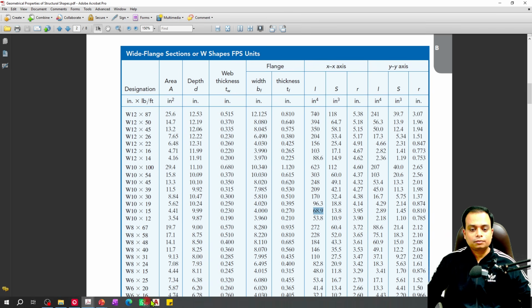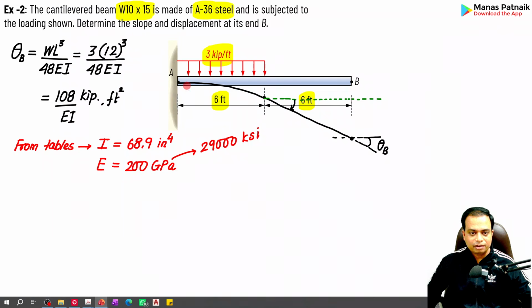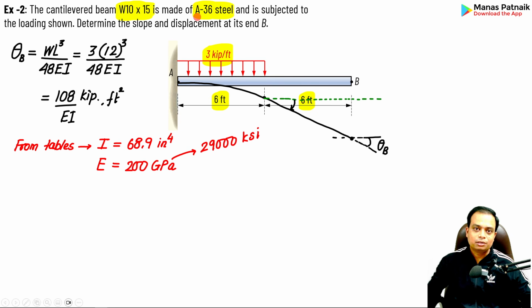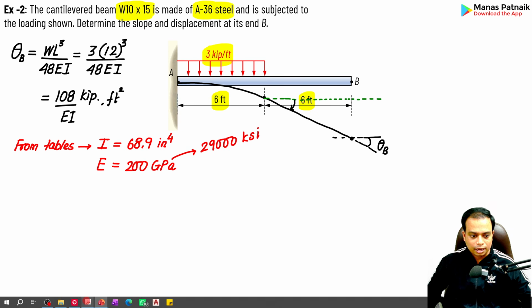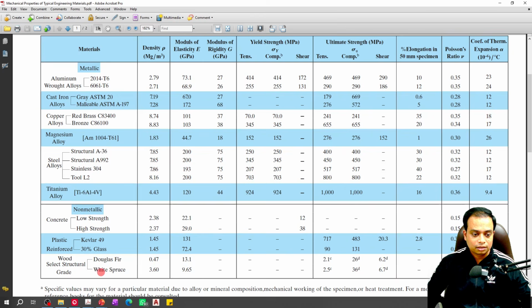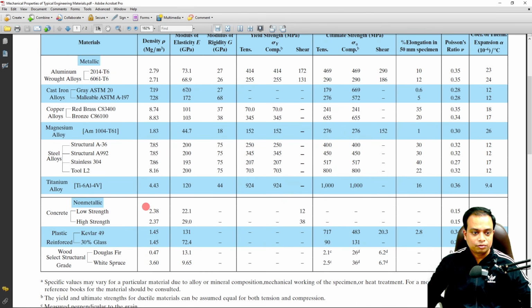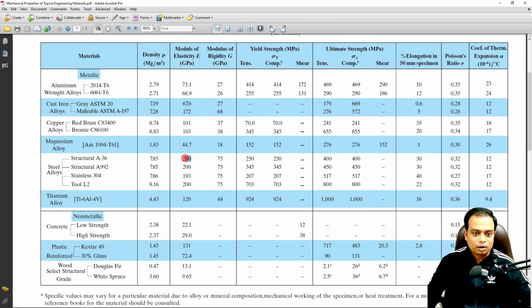Secondly, you also need the mechanical property. If you notice, we have been instructed that the material of the beam is A36. So again, all of these can be found in the tables which have been provided as appendices at the end of the book. Where is A36? Here it is, A36. What do we want? We want the value of E, Young's modulus. The value of Young's modulus is 200 gigapascals. So we have both the values.